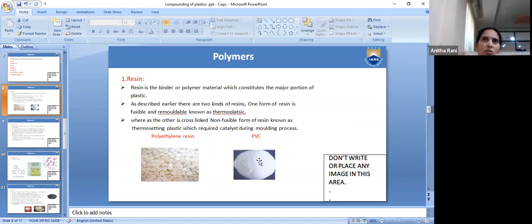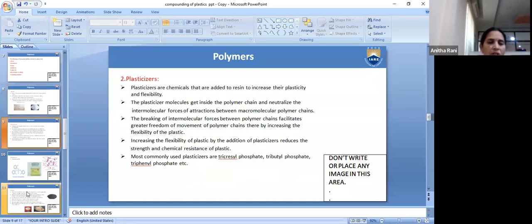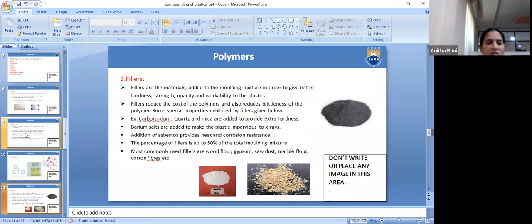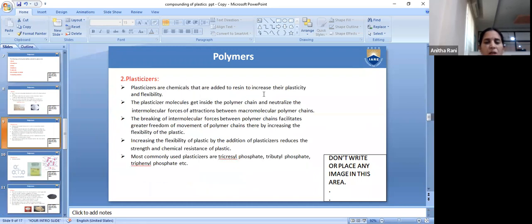Without adding plasticizers also, we get some molded articles. When we need plasticizers, we add them to the polymer resin and go for the molding of the article. So this is about plasticizers. Next one is fillers. Plasticizers we add to increase the plasticity and flexibility of the polymer resin, so that we can mold it into any shape.